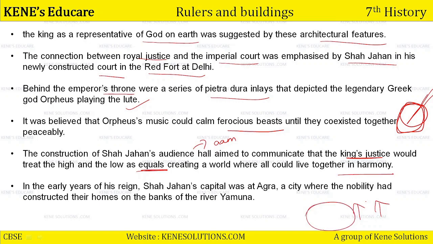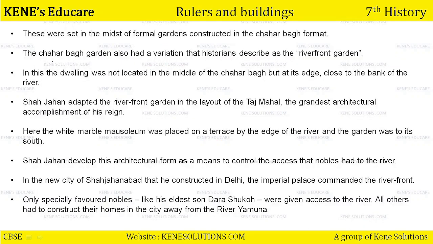In the early years of his reign, Shah Jahan's capital was at Agra, a city where the nobility had constructed their homes on the bank of the river Yamuna. But later on, he shifted his capital to Shah Jahanabad, the city which he himself established. Important feature is that these were set in the midst of formal gardens constructed in the Char Bagh format. Format wahi rahega, okay? Equal quarters.